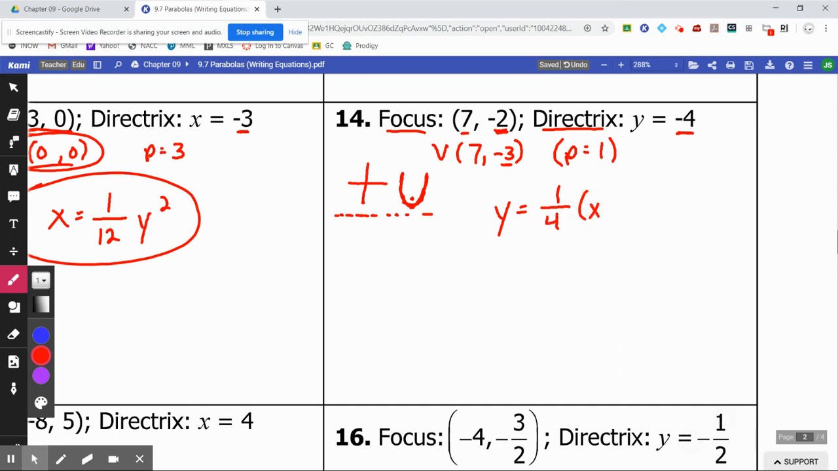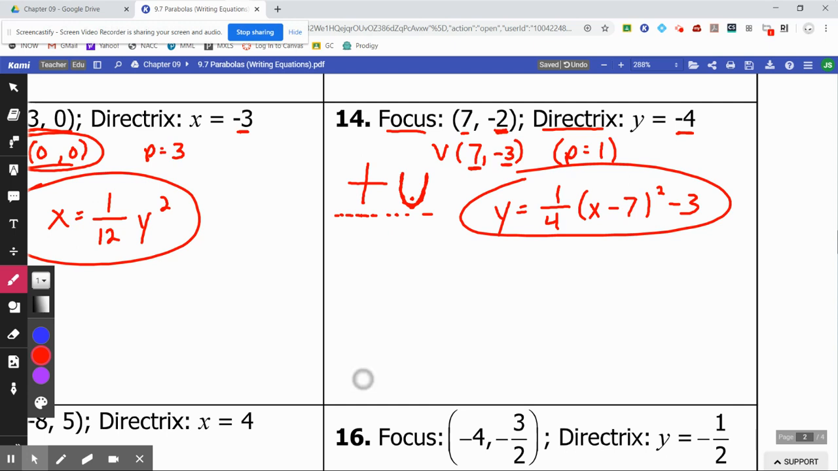Then we do have to translate this one. We've got to move it right 7, so we're going to put a -7 inside parentheses with our x. Then we got to move it down 3, so stick a -3 at the end, and that is it. Number 15.